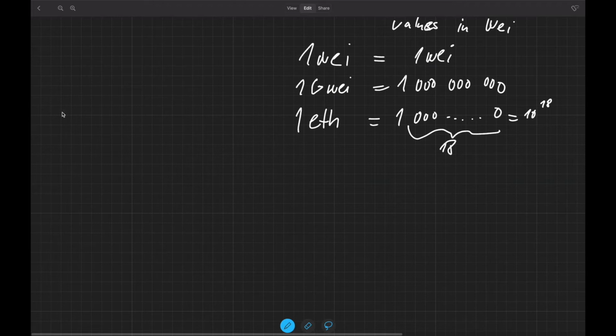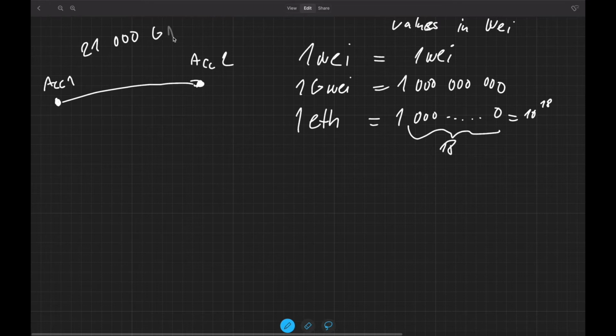When you are making transactions, the simplest transaction is to transfer Ether from one account to another account. Transferring the Ether from one account to the second account is standardized to be 21,000 units of gas. So you need to pay for 21,000 units of the gas, depending on the current gas prices. You can check the gas prices on the internet.